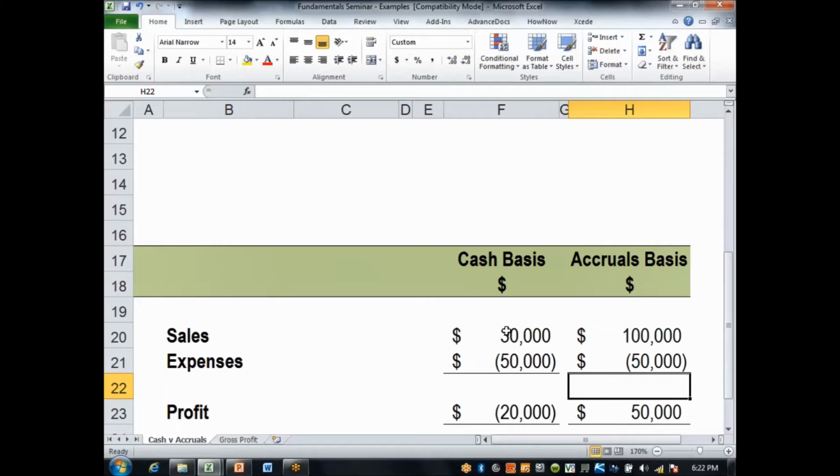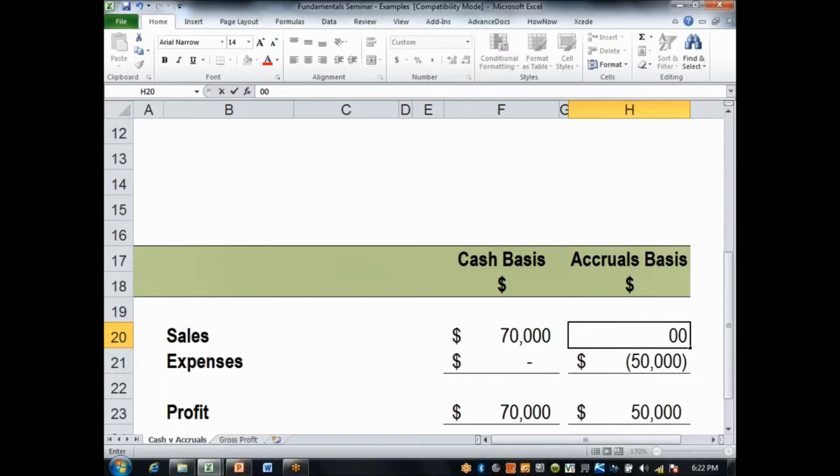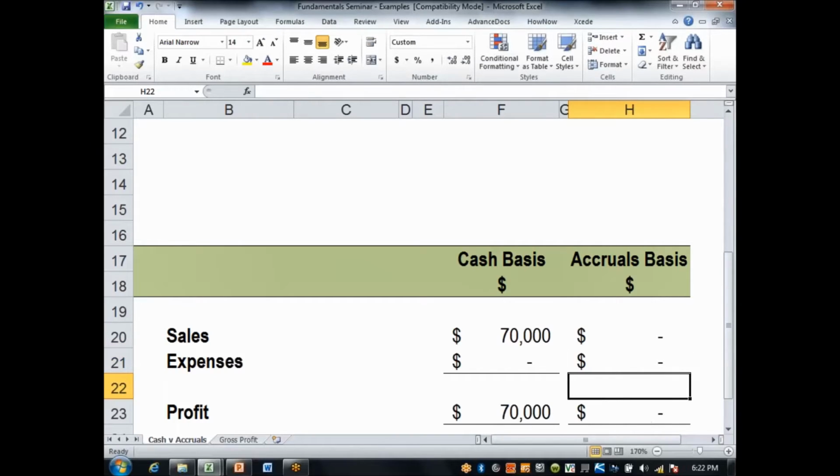That's year one. Let's just say it stopped trading at that point, at 30 June. What's going to be reported the next year? We've got great customers. So we've got $70,000 worth of cash collections, no expenses in that year, $70,000 profit. Accruals basis, we haven't made any sales that year, we haven't paid or incurred any expenses, so zero. So in the year that it doesn't actually trade, we've got a $70,000 profit on a cash basis and no profit on an accruals basis. Again, same business, didn't trade.